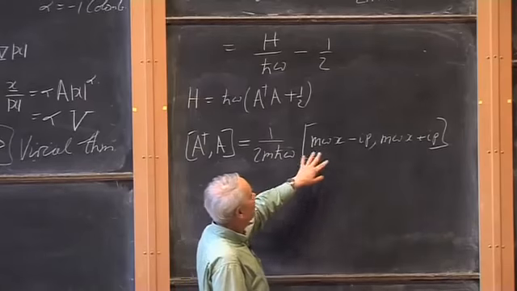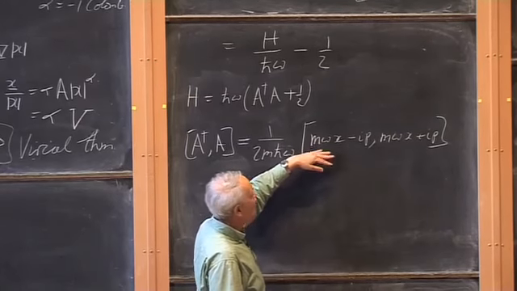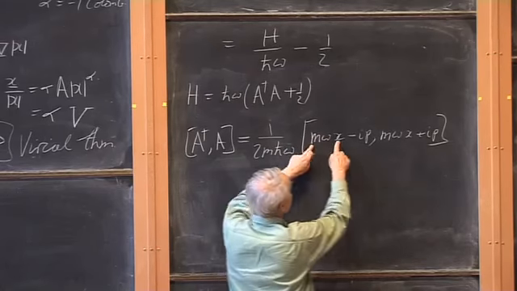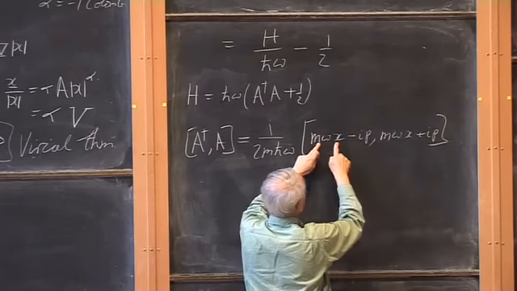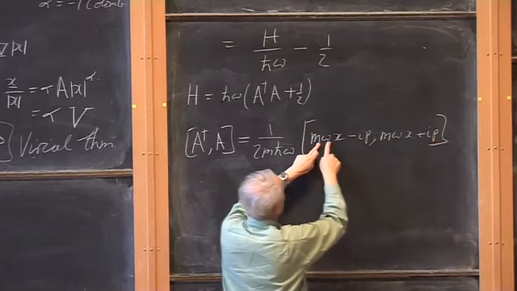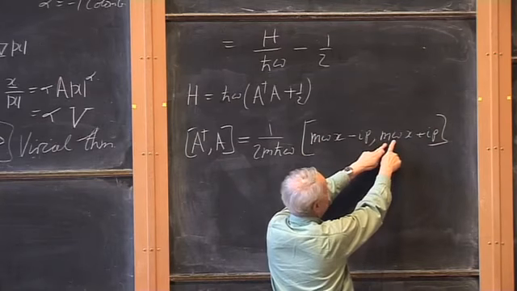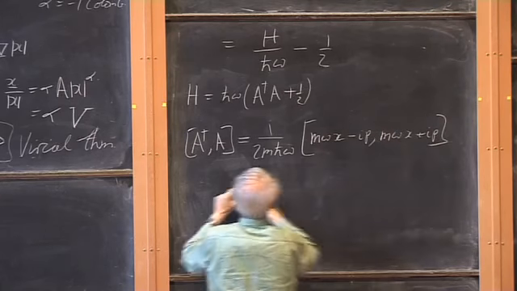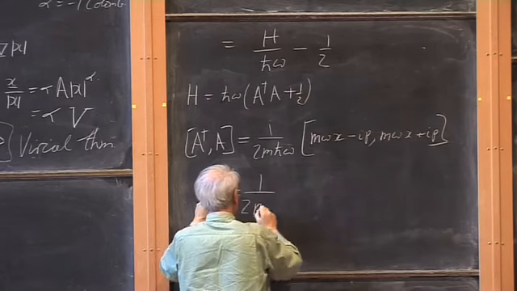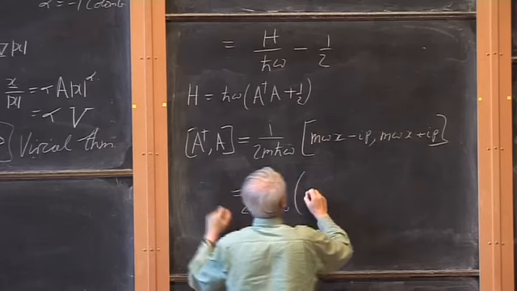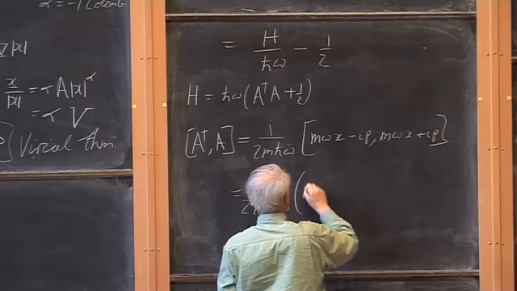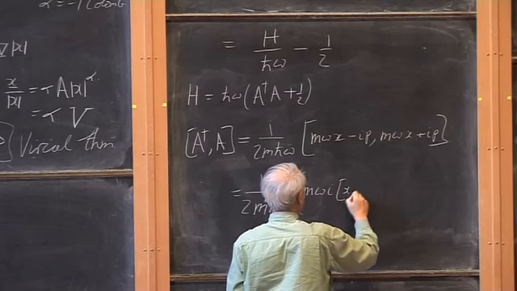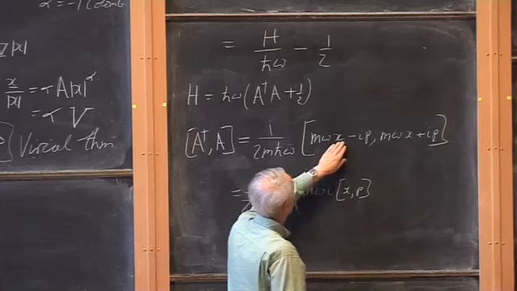Now, this breaks down into 4 commutators in principle. There's the commutator of this with this, and the commutator of this with this. The commutator of this with this obviously vanishes because x commutes with itself. And the commutator of this with this is, so we're going to have an m omega i times [x, p]. That's the commutator of this with this.